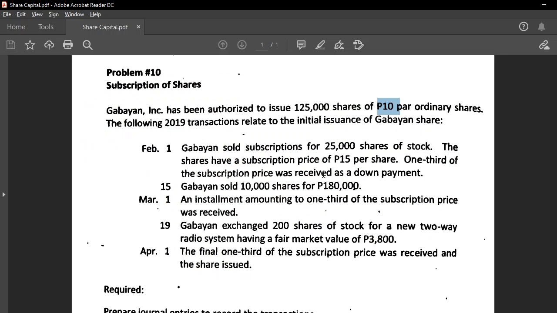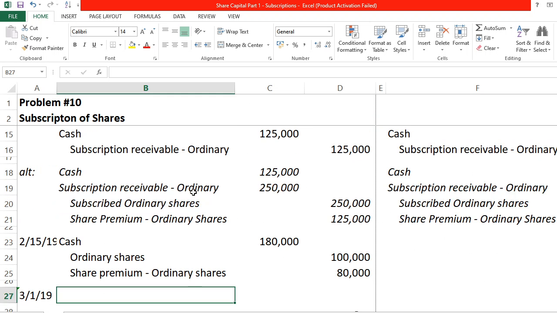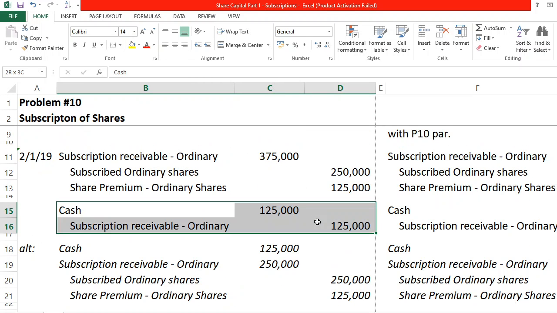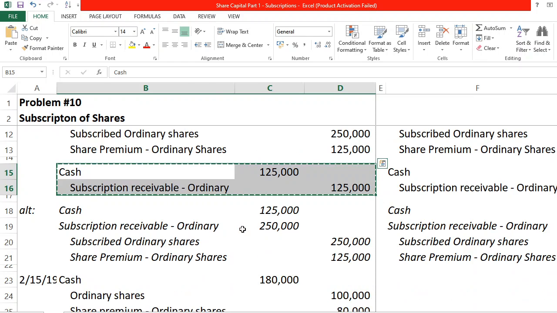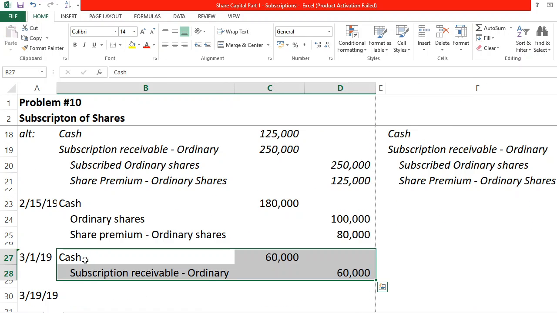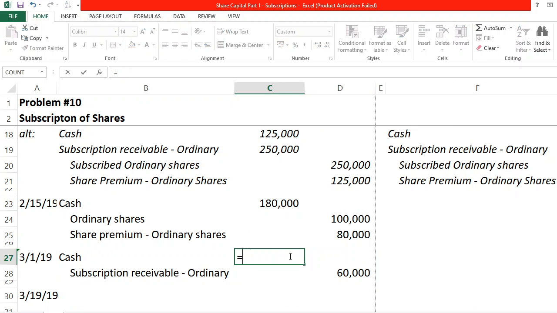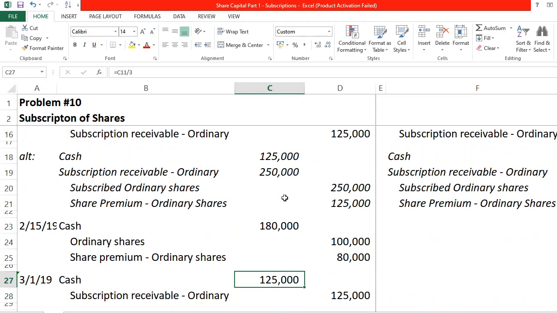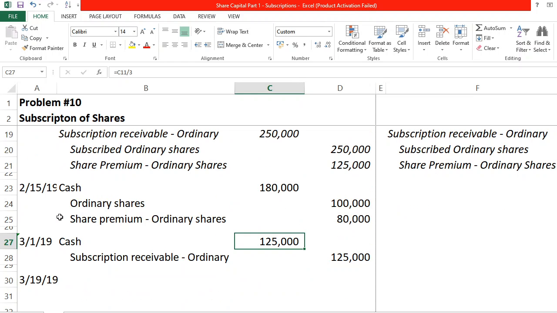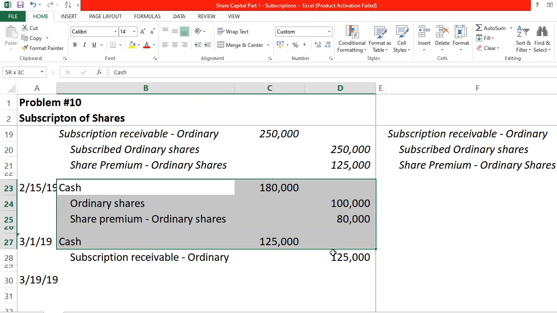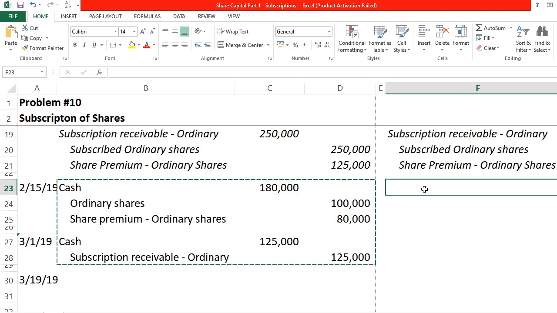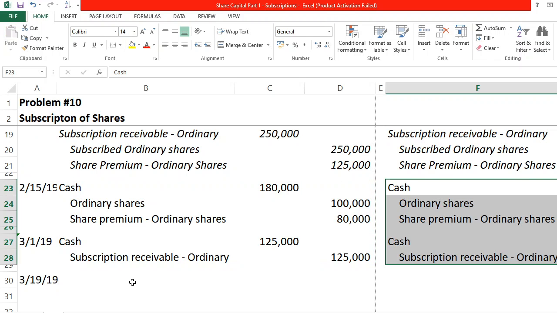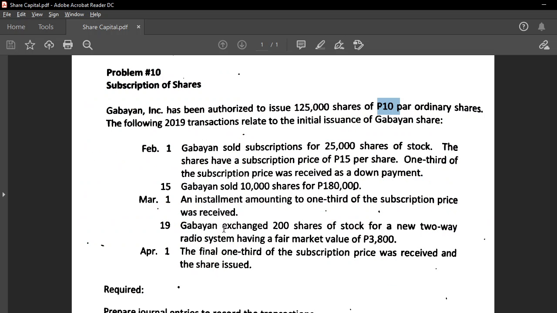Next, March 1, an installment amounting to 1/3 of the subscription was received. So meron na naman tayong na-receive na installment. Ito pa rin, cash and subscriptions receivable, and 1/3. So that is 375 divided by 3. So that's 1/3. The same, 125,000. And under the memorandum entry method, walang kaibahan, ganun pa rin.